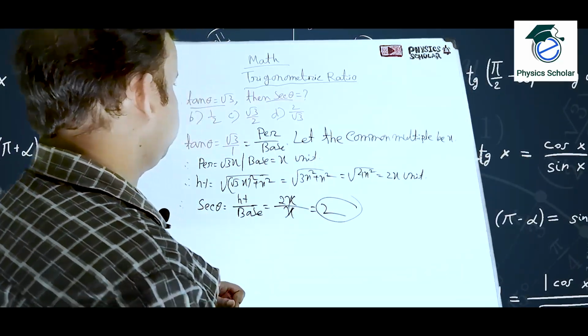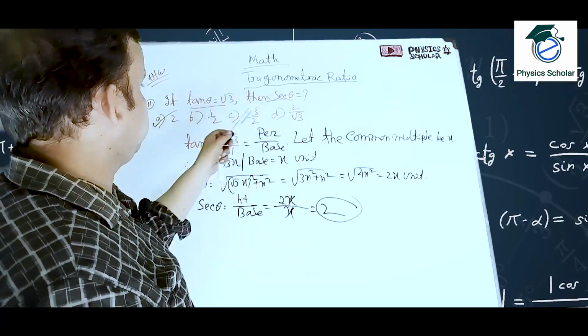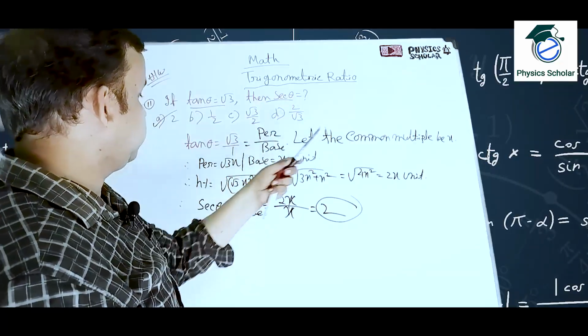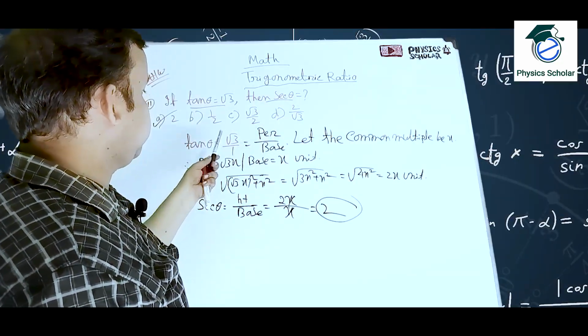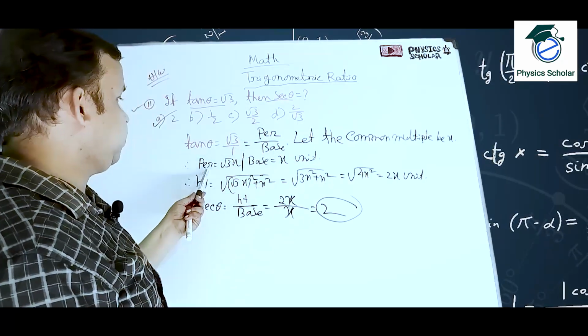Clear? Very easy, short type of sums. Tan theta is given, we have to find out the sec theta. Four options are given. So the traditional approach, the traditional method, we are following here. So tan theta is equal to root 3 by 1, which is perpendicular by base. So the common multiple will be x. So perpendicular will be what?